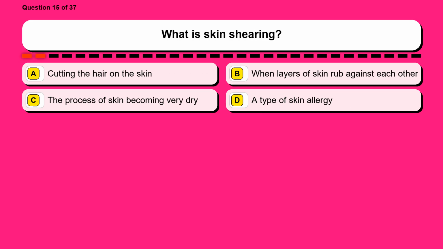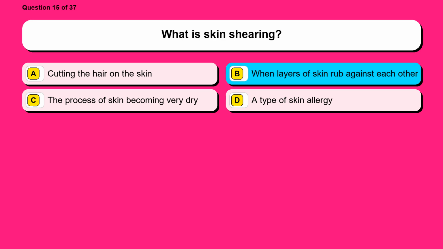Question 15. What is skin shearing? Option A. Cutting the hair on the skin. Option B. When layers of skin rub against each other. Option C. The process of skin becoming very dry. Option D. A type of skin allergy.